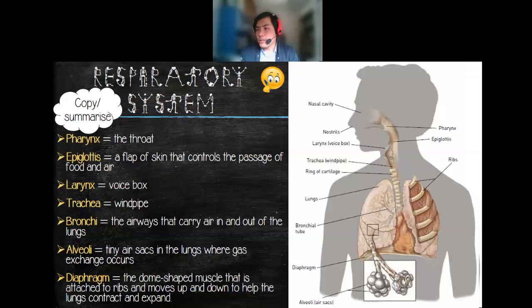So moving on, we've got the bronchi. The bronchi are the airways that carry the air in and out of the lungs. Then you've got the alveoli, which are the tiny air sacs in the lungs, and that's where gas exchange occurs. And then finally you've got the diaphragm, which is a dome-shaped muscle.